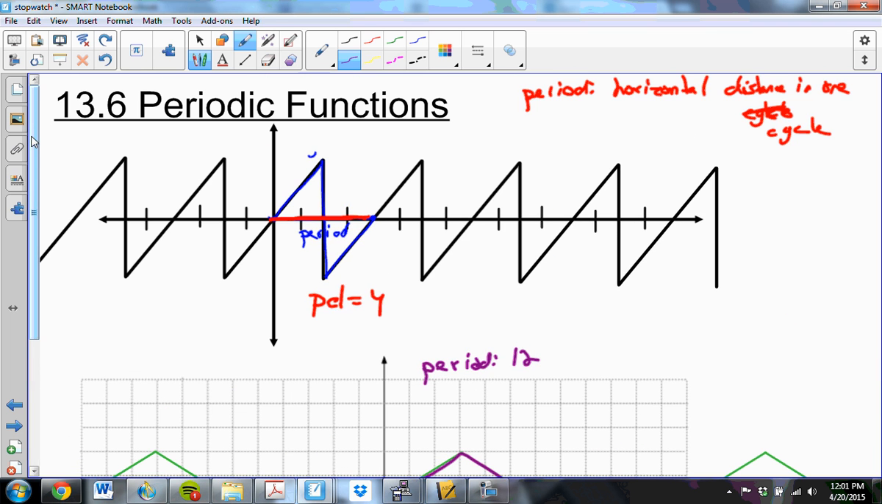And that actually takes care of periodic functions for today. All we're talking about there was periods, so that was fun.